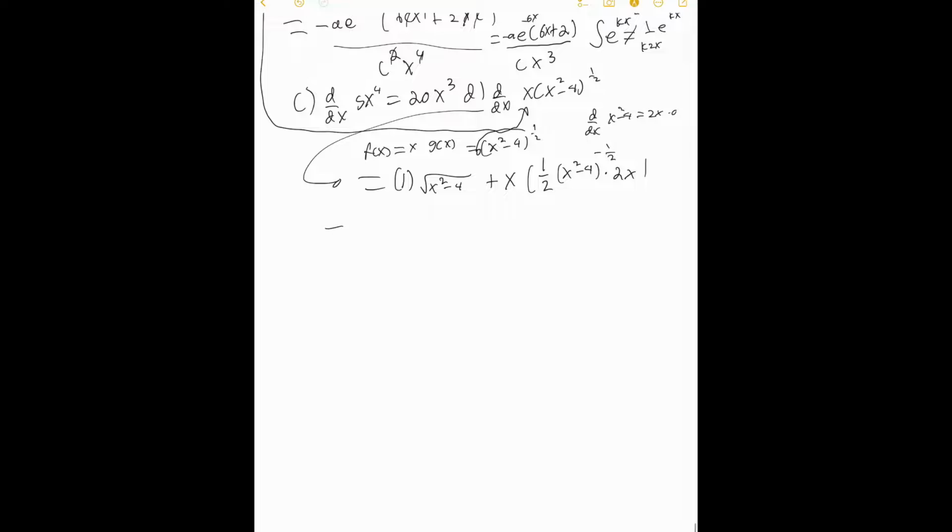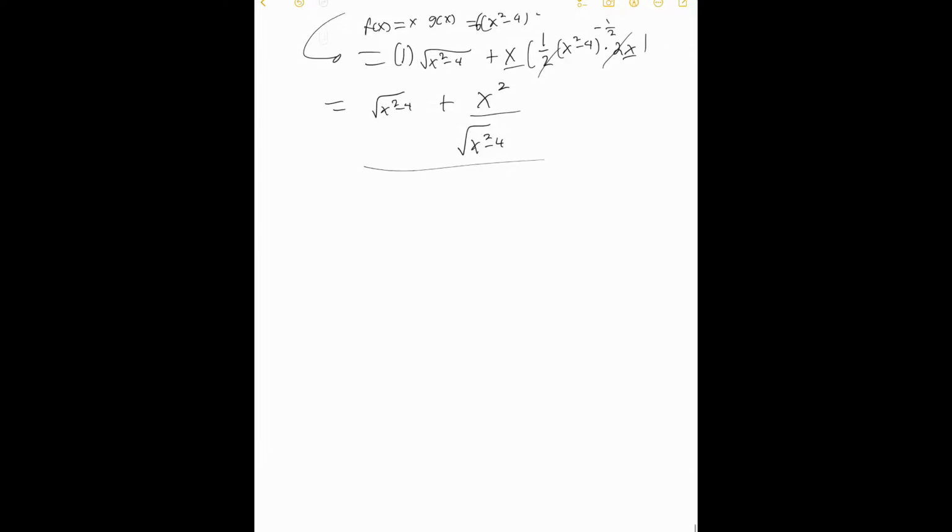So that's what you're going to get there, which is just going to simplify a bit to the square root of x squared minus 4 plus the 1/2 and the 2x. Those constants are going to cancel out, giving us an x squared over the square root of x squared minus 4. So that looks all good there. We're going to move on to the fifth derivative.